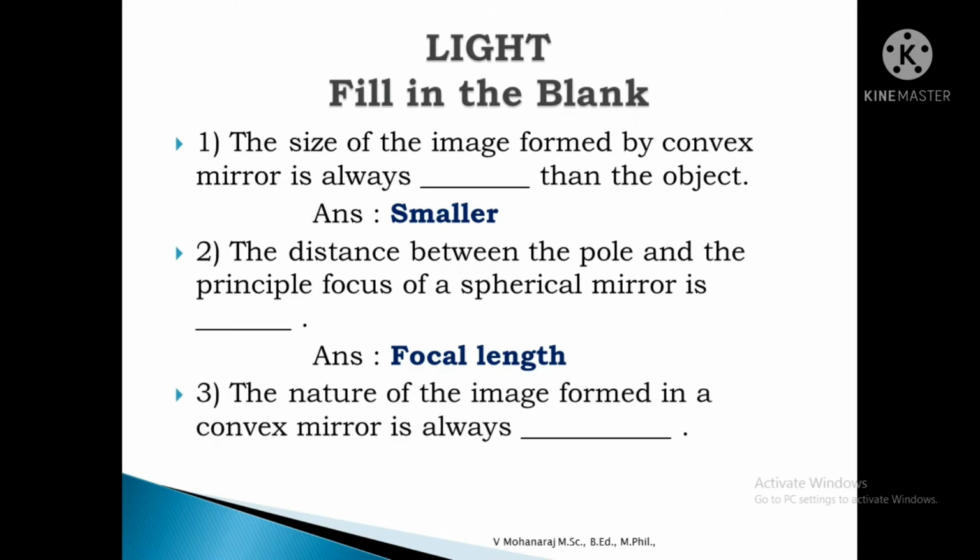Next one, the nature of the image formed in a convex mirror is always virtual image, and the other natures are erect and smaller. So these three are the nature of the image formed by the convex mirror.